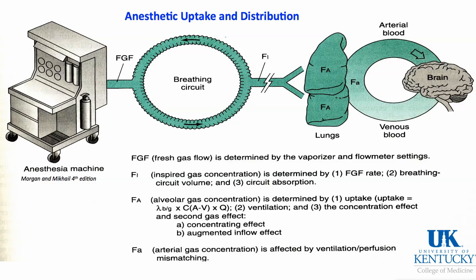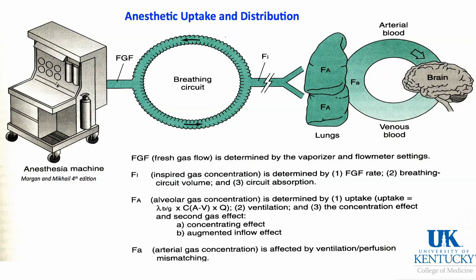Let's talk briefly about anesthetic uptake and distribution. As we turn the dial on our vaporizer and turn up our fresh gas flows, we are attempting to deliver the inhaled anesthetic to our breathing circuit, to the patient's lungs, into the arterial blood, and into the patient's brain. When we turn up our fresh gas flow, it delivers more quickly. The equilibration occurs within the breathing circuit.